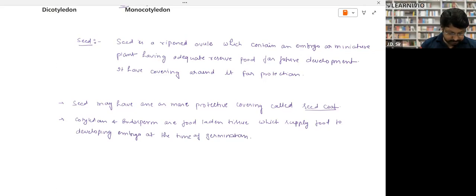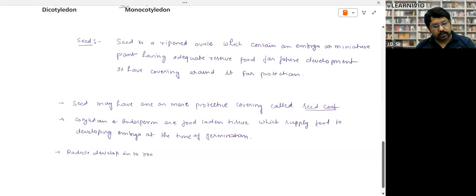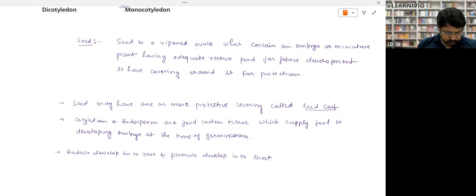And the radicle develops into the root and the plumule develops into the shoot. That's it.